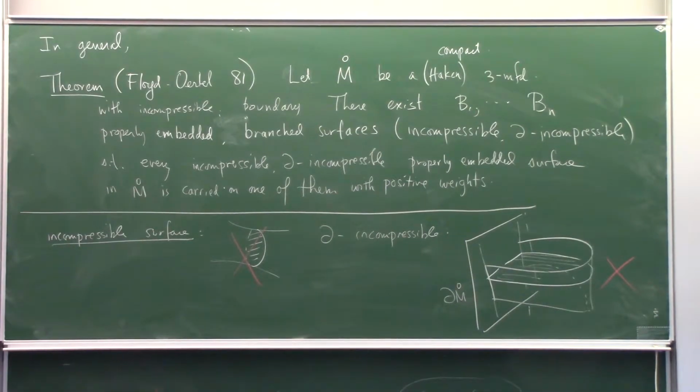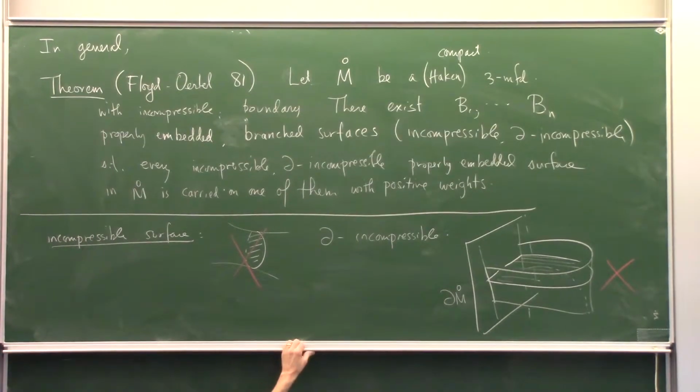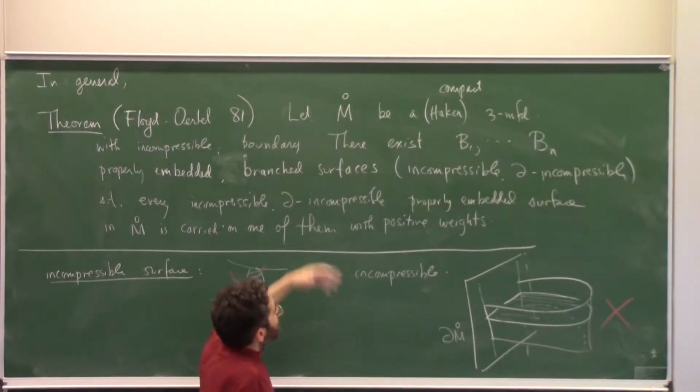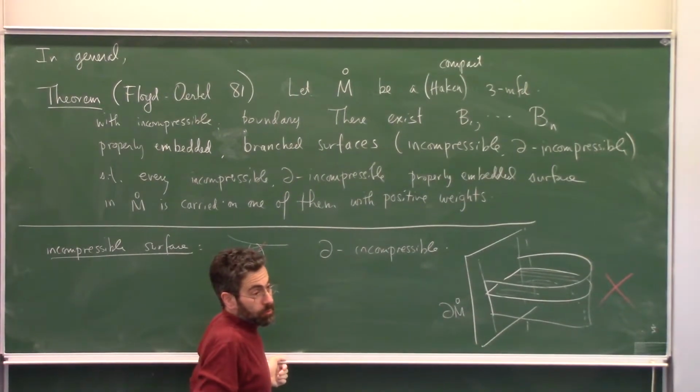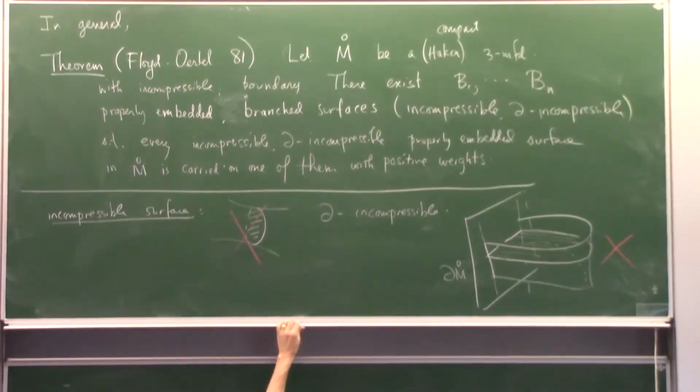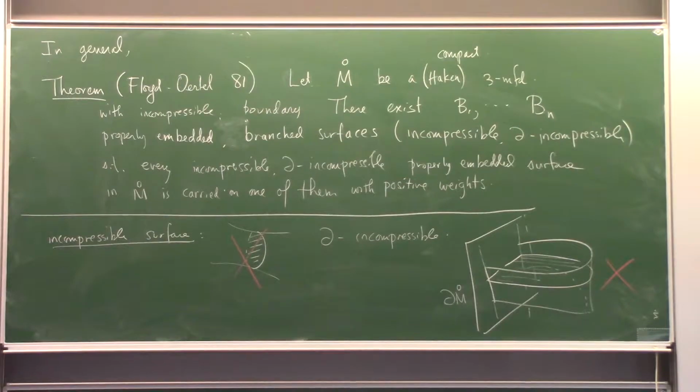What is a branch surface? Can I just ask, why did you write Haken in there? I mean, if they do have boundary. Yeah, I wrote Haken for educational reasons. They proved their theorem for closed manifolds without boundary as well, and then you have to say Haken. But our manifolds are automatically Haken.